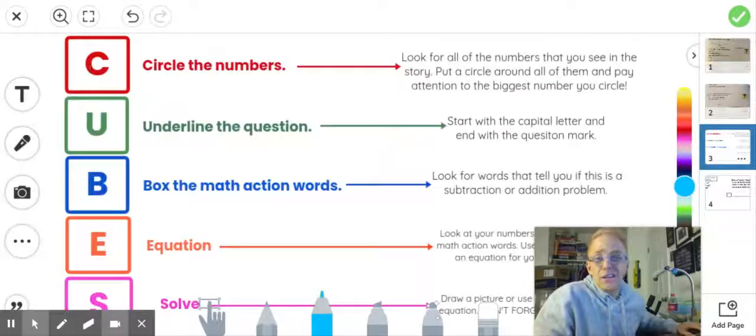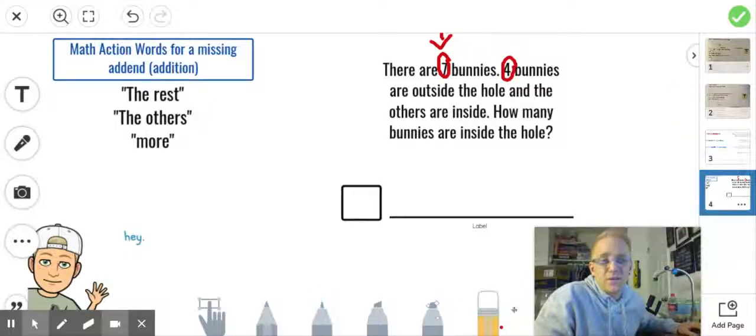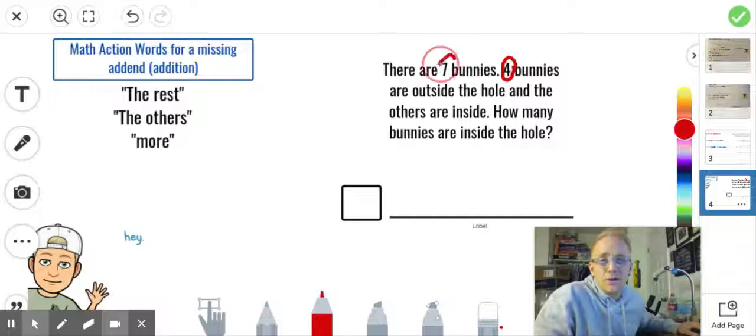Thinking back here, C, circle the number. Okay, well, I'm going to go ahead, switch to my red, and I'm going to circle the numbers that I see. I see the number 7, and I see the number 4, both very important. 7, though, is my bigger number, so I'm going to keep an eye on that and remember that one there. All right, I'm going to fix those because those are hard to see. Not much better, but it works.